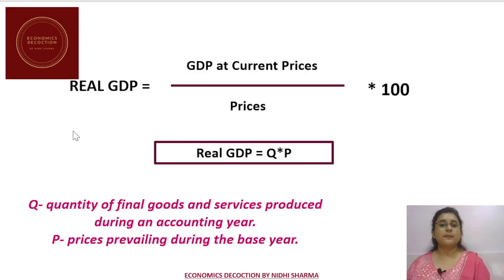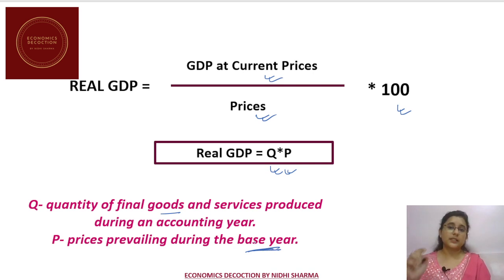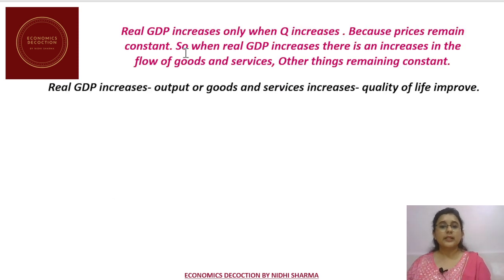Okay, so real GDP is calculated as GDP at current prices divided by the price index into 100. So real GDP is basically Q into P. Q is the final goods and services produced during an accounting year, and P is the prices prevailing during the base year. It is not the current year. Please be very focused in this area that P refers to the prices prevailing during the base year, not the current prices. Alright?